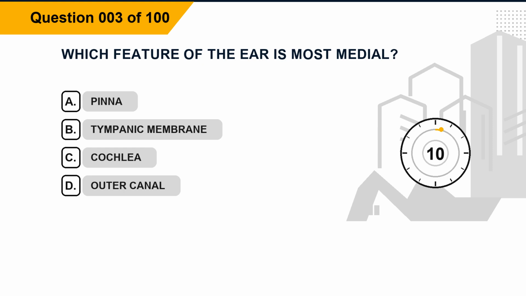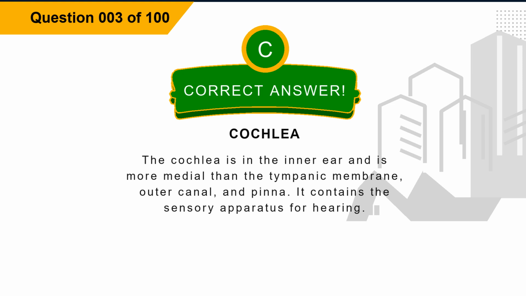Question 3. Which feature of the ear is most medial? Option A, pinna. Option B, tympanic membrane. Option C, cochlea. Option D, outer canal. The correct answer is option C, cochlea. Explanation. The cochlea is in the inner ear and is more medial than the tympanic membrane, outer canal, and pinna. It contains the sensory apparatus for hearing.